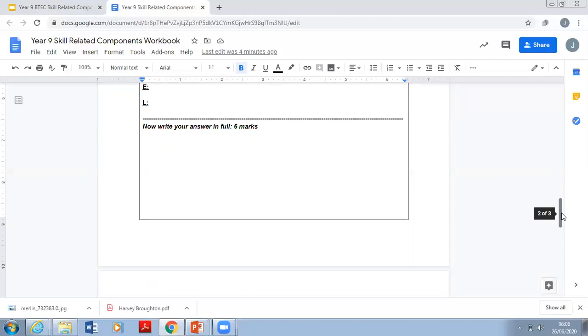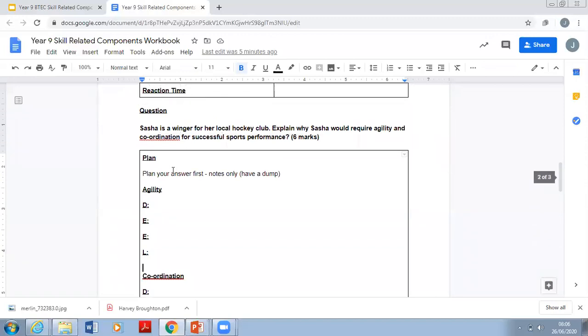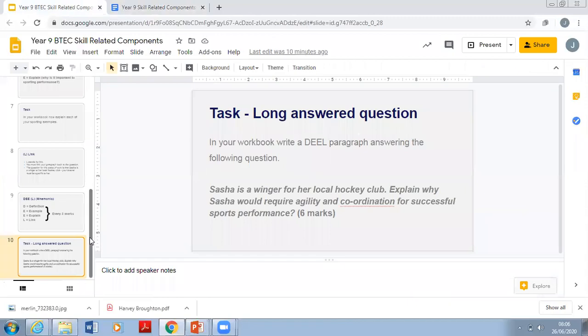Sometimes when we've looked at some of the work previously, what we tend to find is that maybe the definition's missing, or the example's not specific enough, and maybe even the explanation is a little bit weak. Where we find explanations being weak is because they have not referred to the fact that she is a winger and that she's playing hockey. And that's really important that you do that, gents. So go back to the PowerPoint then.